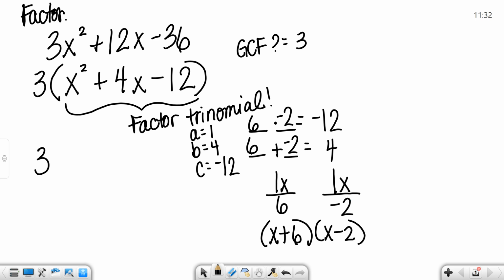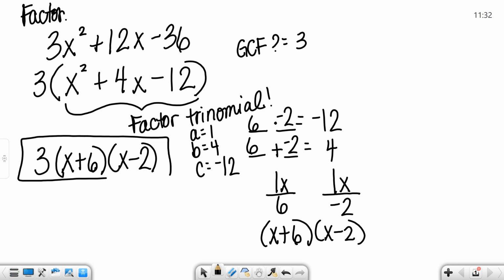This is not our solution. Because remember, we had that 3 sitting out there. I have to put that 3 in with our answer. Our factors are 3 times x plus 6 times x minus 2. If you don't have the 3, MyMathLab will count it wrong. Okay, you do have to have all the factors.